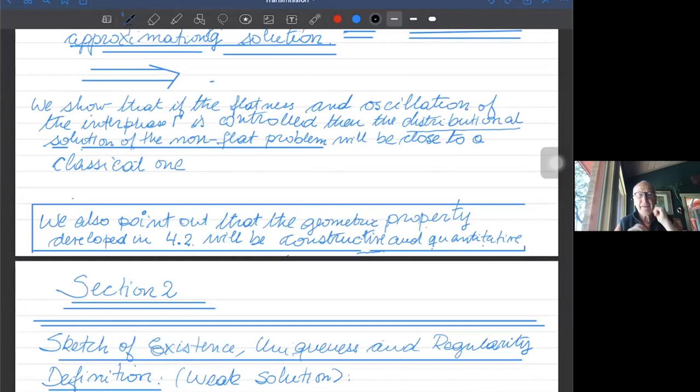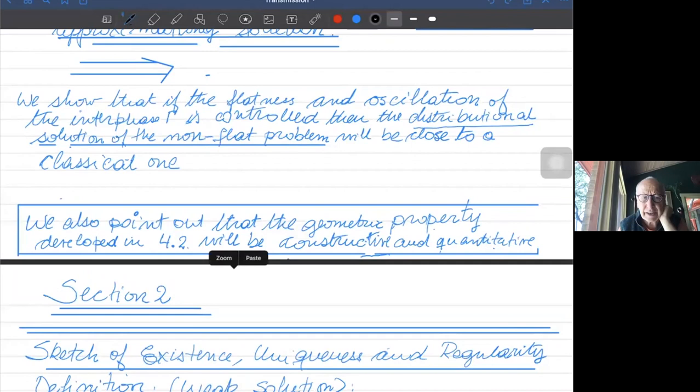The construction, and we will go to point 4.2 where we finally construct properly the boundary surface. Okay, basically this is an idea of what will happen.